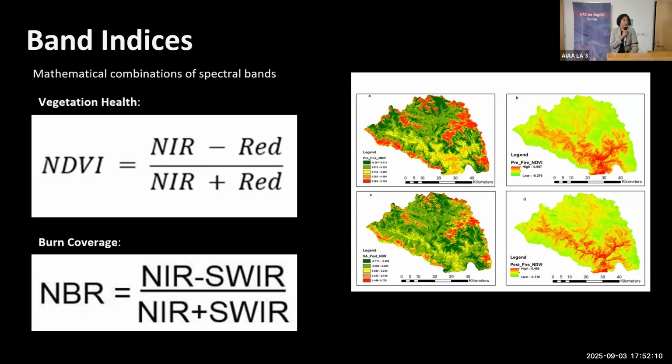You have the burn coverage, which is indicated by the NBR, which takes the near infrared band and the shortwave infrared band and normalizes it, and these two mathematical indices can give you a really nice plot of wildfire damage that occurs. So to the right is a visualization of NBR and NDVI pre and post fire.